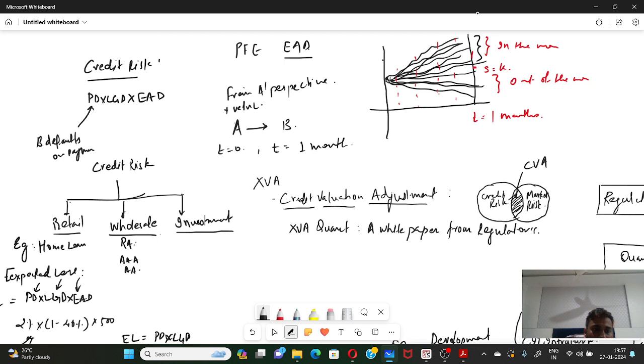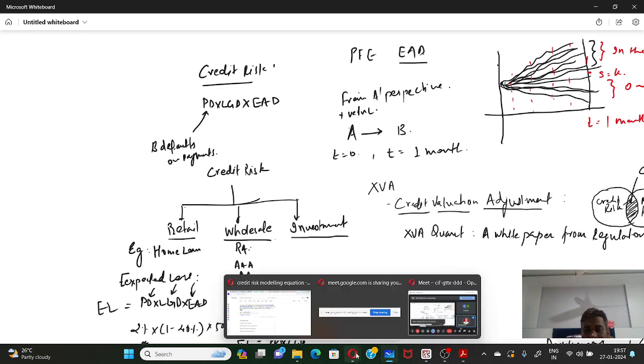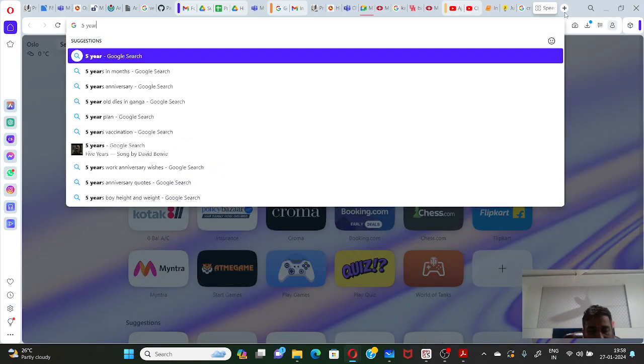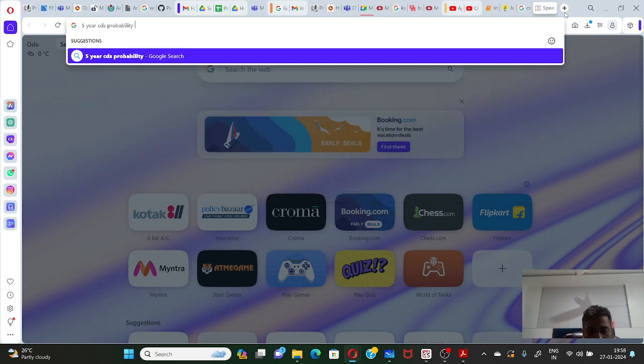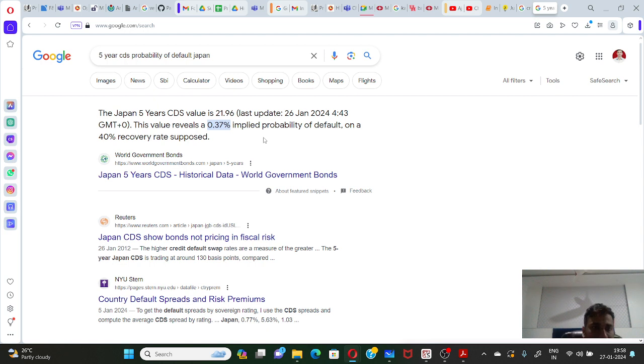That depends on, let us say, there are many ways to compute probability of default. I don't know how many of you are aware, there is something called a 5-year credit default swap on entities, right? So let us say there is a 5-year CDS on, say, Japan, giving the 5-year CDS probability of default. So there is an instrument which is called a 5-year CDS.